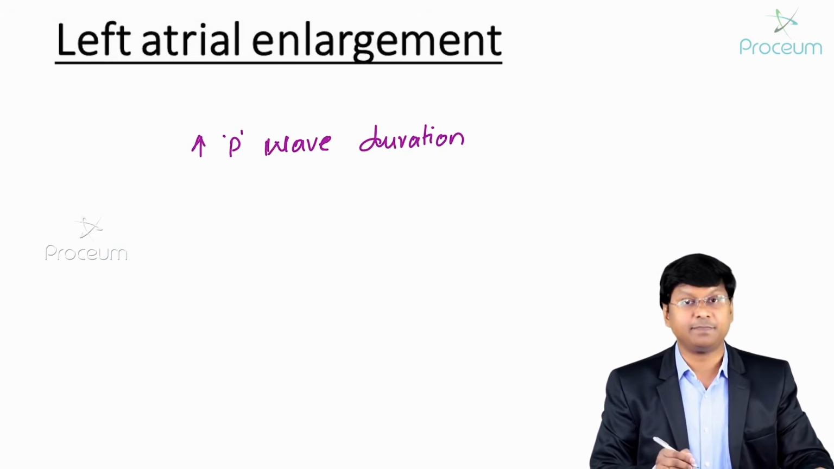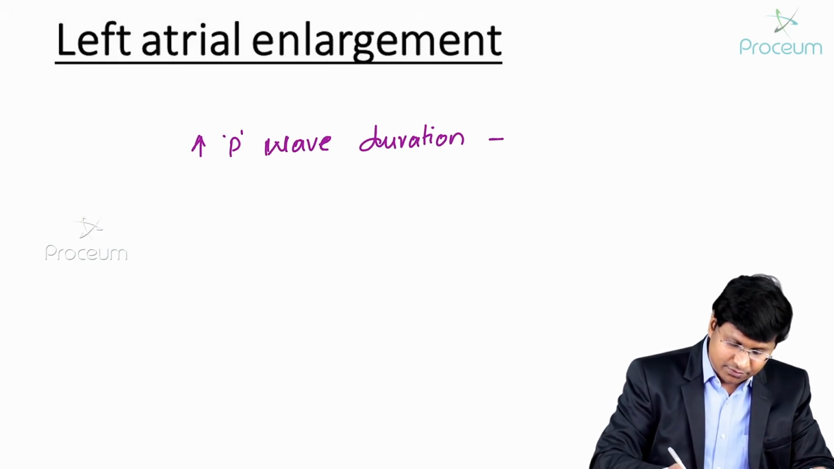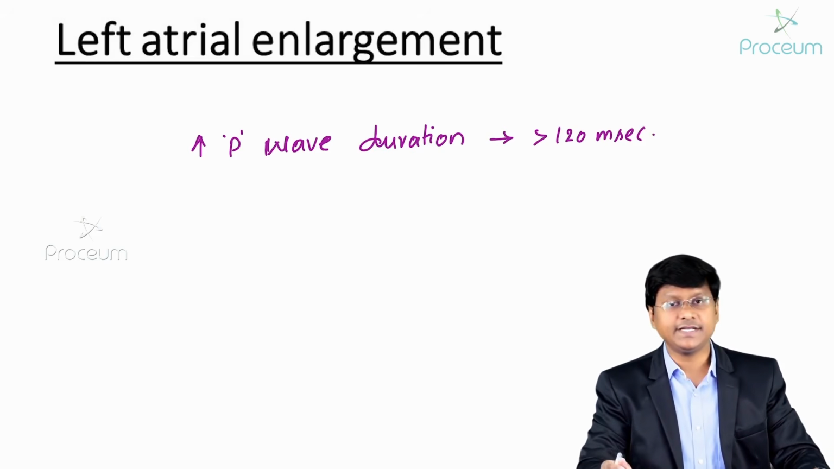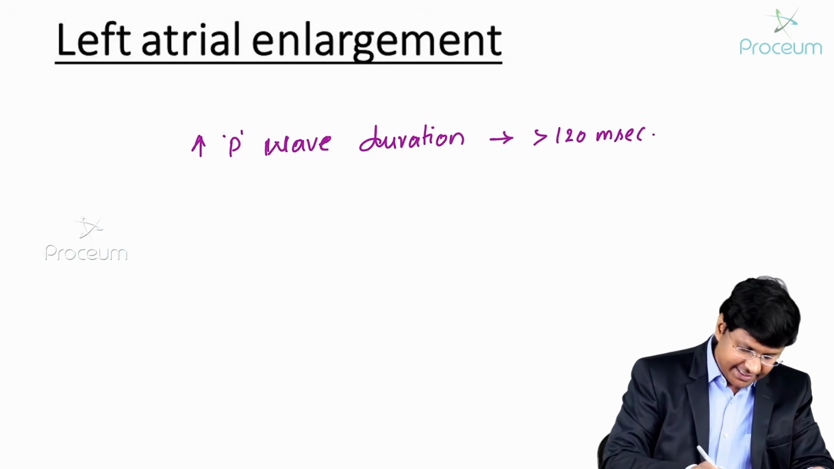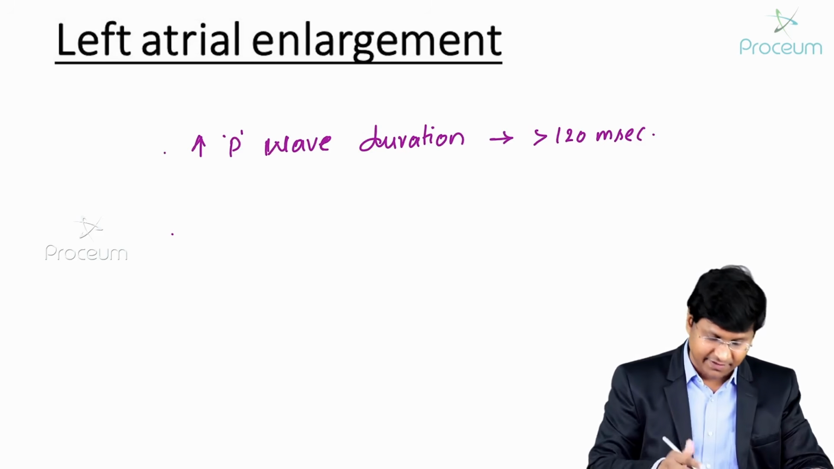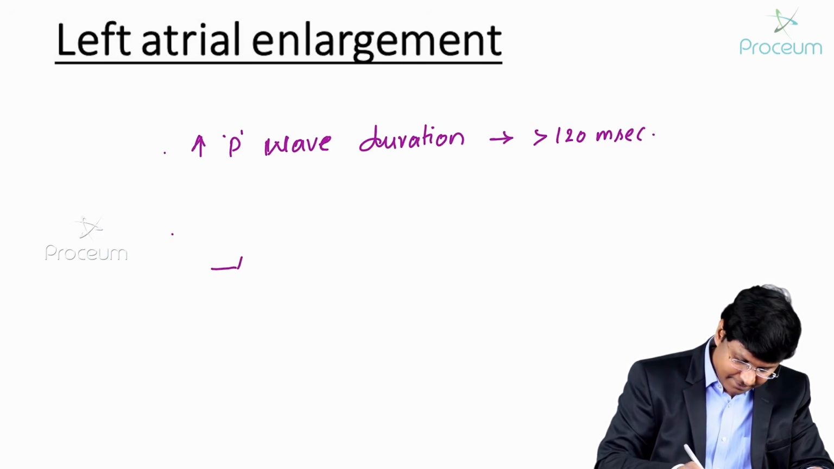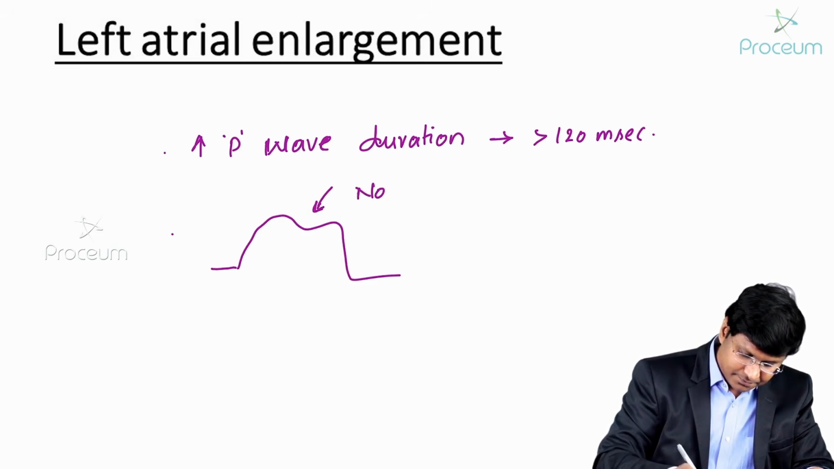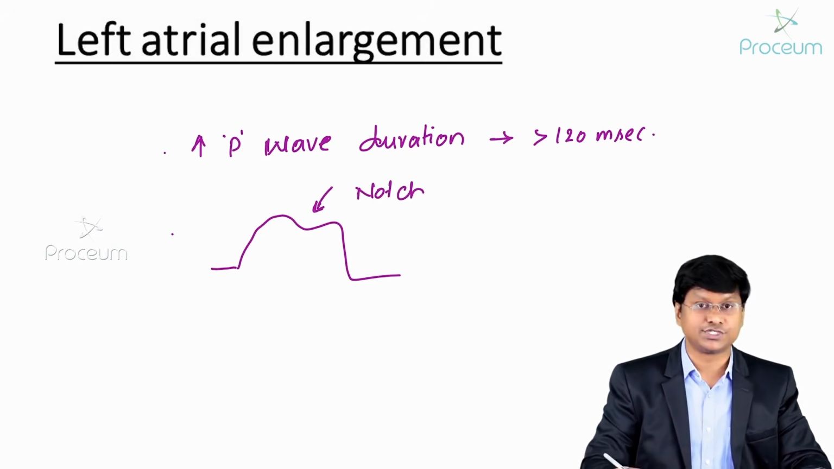Right, there will be prolonged P wave duration, that is more than 120 milliseconds. That is number one. Next, the prominent notching of the P wave. You see here, this is a notch. Right, this is a notch.